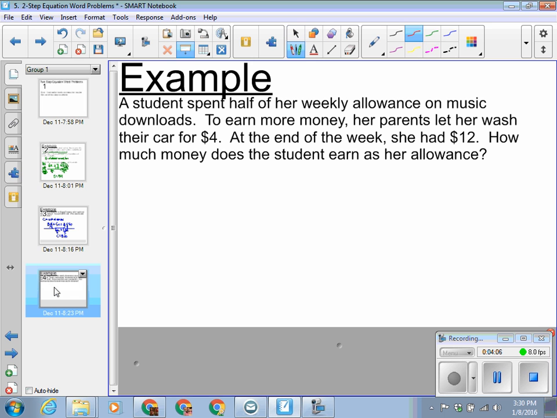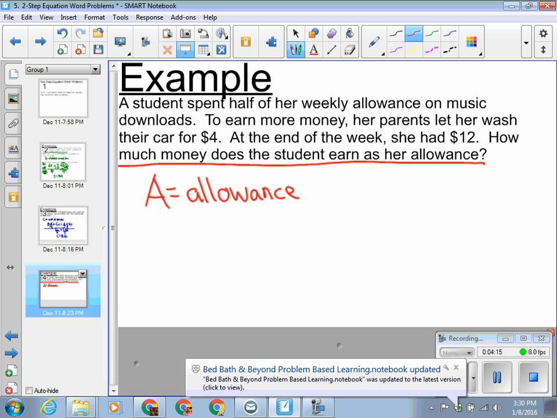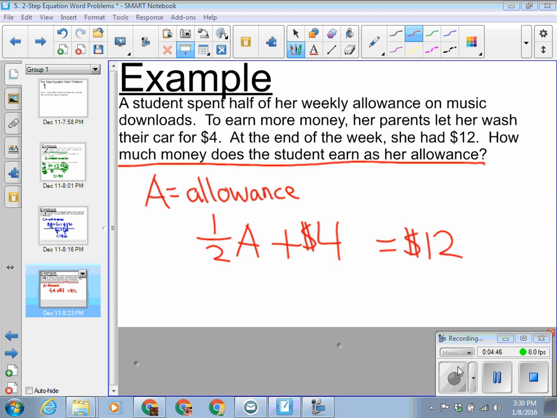So the unknown amount is how much the student earns. So let's call that A for allowance. We know that she had $12 at the end of the week. We know she spent half of her allowance on the downloads. And we know she wanted to earn more money after spending money, so she earned $4, she added, for washing the car. So we go ahead, get rid of that, and we subtract 4 from both sides. Now we're set up.